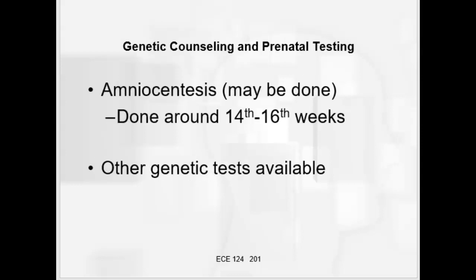Genetic counseling and prenatal testing can help a couple understand maybe their risks of transmitting certain kinds of genetic abnormalities, or whether or not they have a child who might be born with a disability. Amniocentesis is one way of determining that, and that is done usually around the 14th to 18th or 16th week. And there's other genetic tests available also.